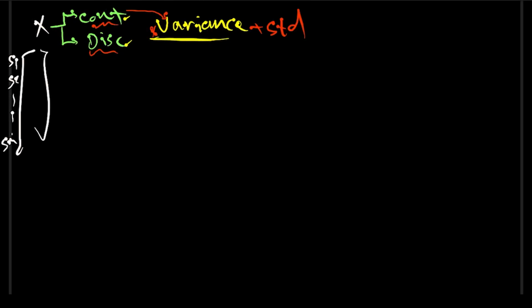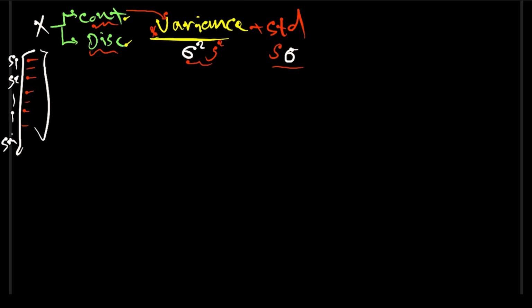If this is your population, then the variance usually comes in the form of sigma squared. And since you are taking the square root of this, your standard deviation will be sigma. But if it is just a sample, s squared, of course the standard deviation will be only s. What is variance actually?